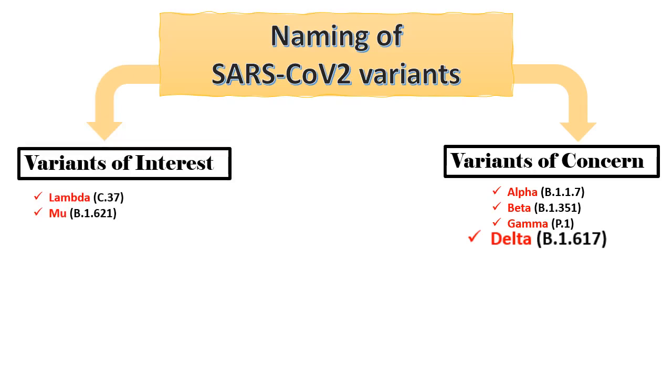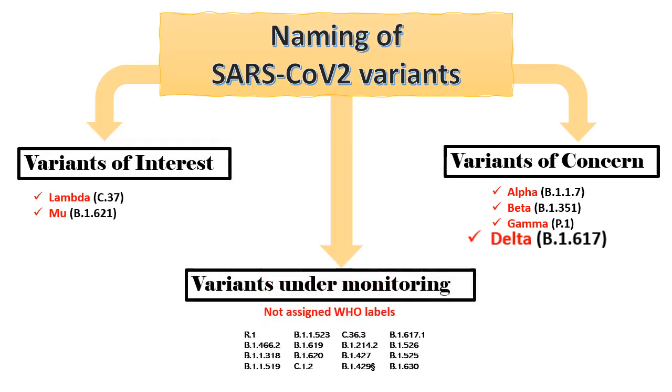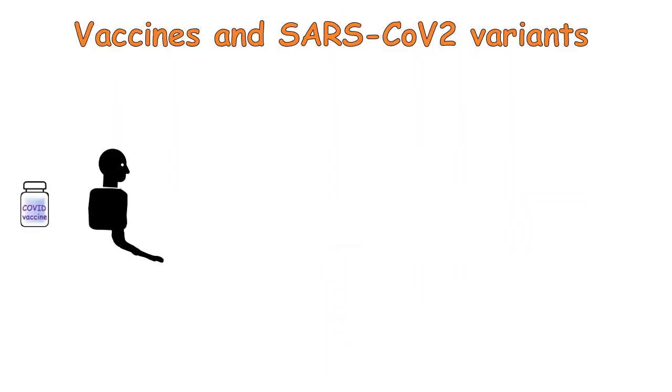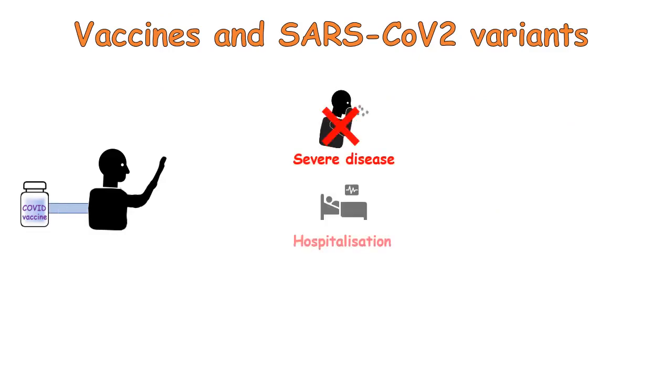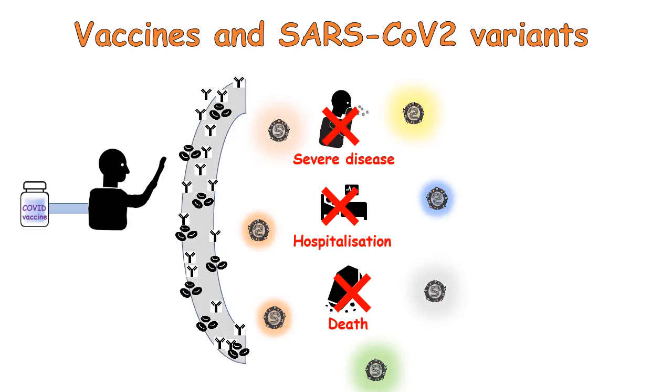Variants under monitoring may be readily added or removed, and as such they are not assigned WHO labels at this time. The variants listed under each may be reclassified in future depending on changes to their risk to public health. The COVID-19 vaccines approved for use today are known to be protective against severe COVID-19, hospitalization and death. These COVID-19 vaccines elicit broad immune responses involving a range of antibodies and cells. As such, they provide some protection against all known variants of COVID-19.